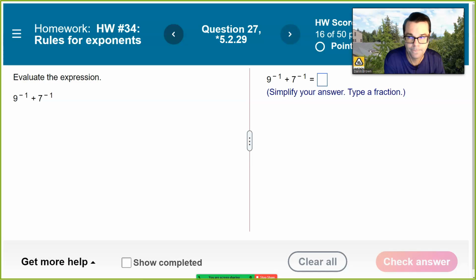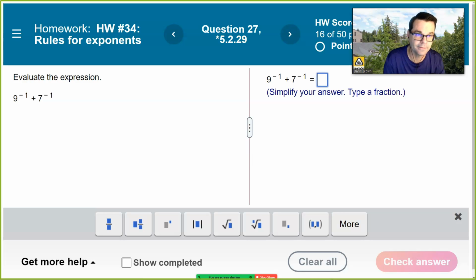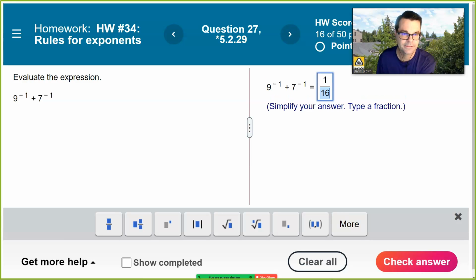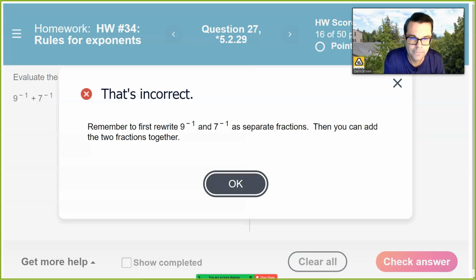Be careful here. A real common mistake here is to try and add these together to get 1/16. So if I put in 1 over 16, it's going to say it's wrong. So I have to write them as fractions. With exponents and powers, they work well with multiplication and division. They do not jive with addition and subtraction. This is something you have to have in your mind. When you have terms, addition and subtraction, there are generally no rules that you can combine stuff like this.